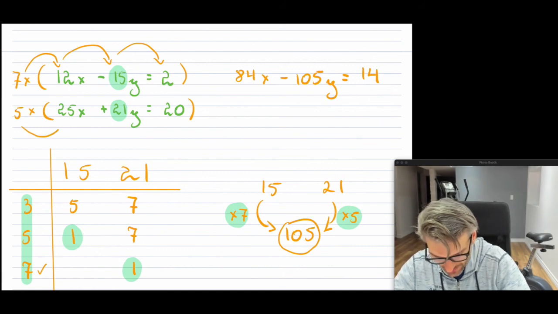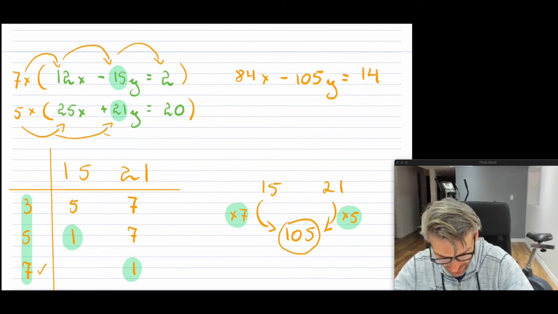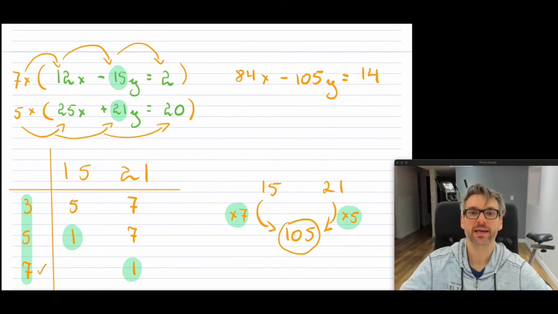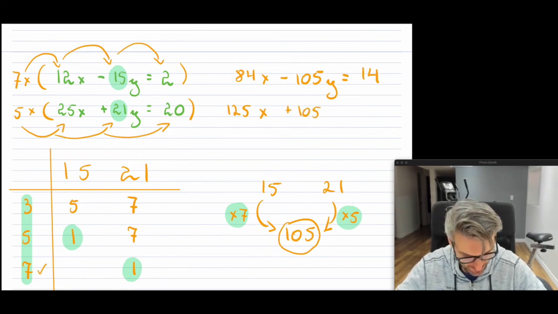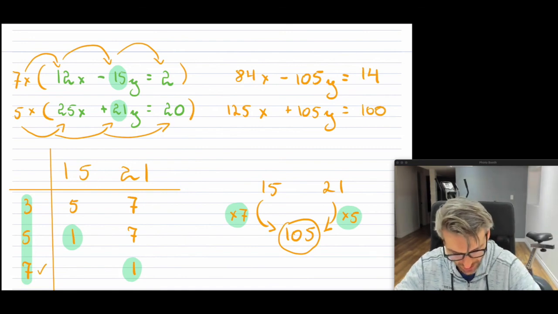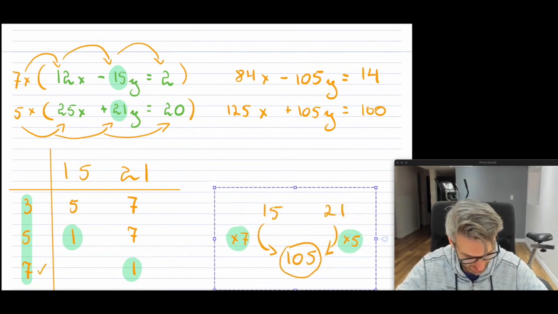And then we have 5 times this, times that, and times that. So 5 times 25, that's 125x, and then plus 105y is equal to 100. So that's what I have. Let me bring this down.